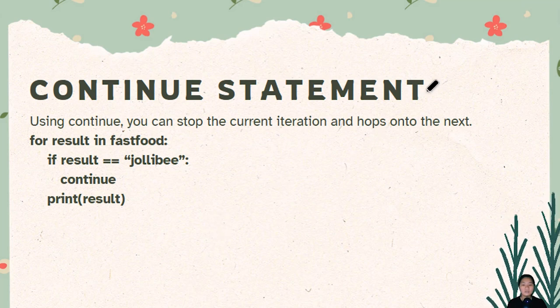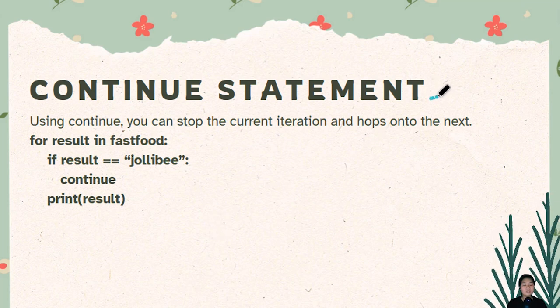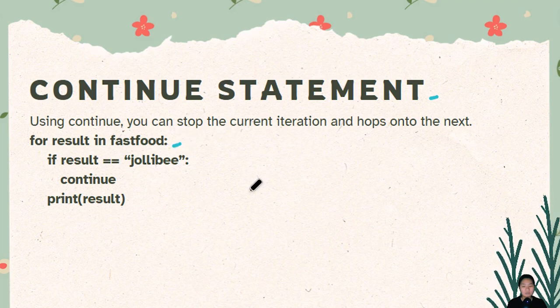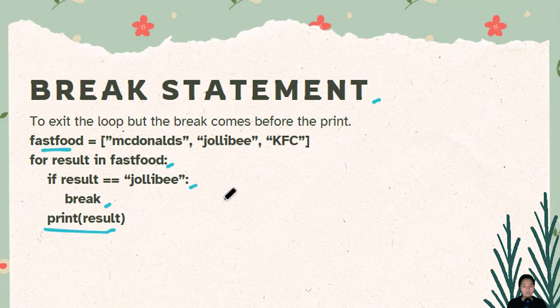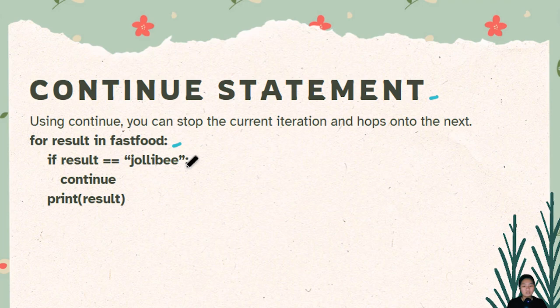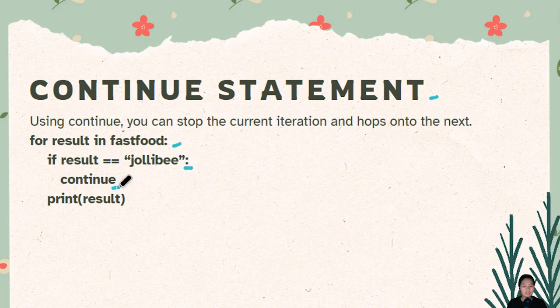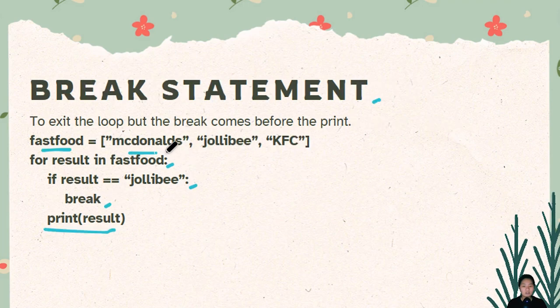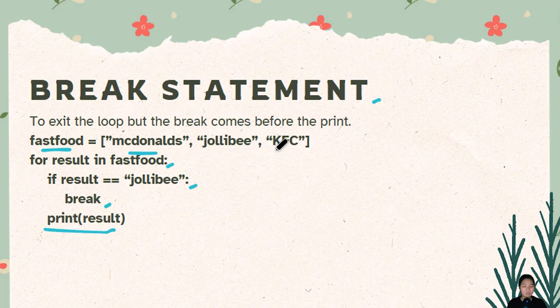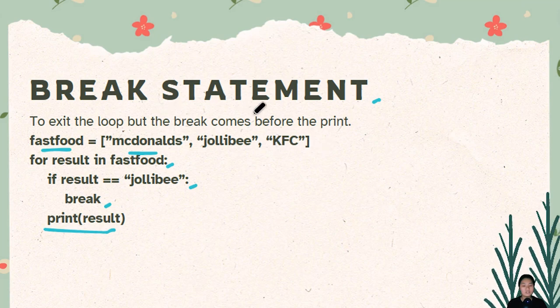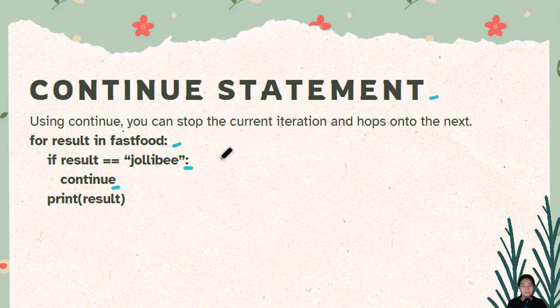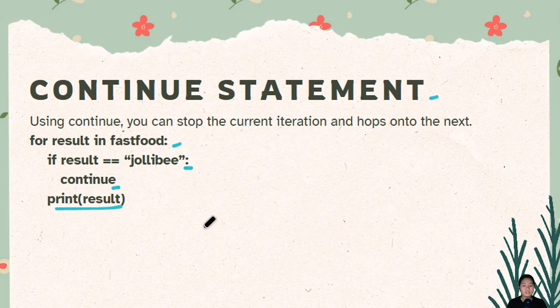Okay? Next up, the continue statement. Using continue, you can stop the current iteration and then hop on to the next. This is basically a skip statement. Okay? For result in fast food, in reference to this variable over here, if result equals to Jollibee, continue. So it will print McDonald's, skip Jollibee, KFC. And then print result, and that's it.